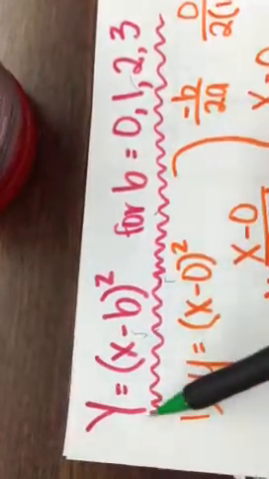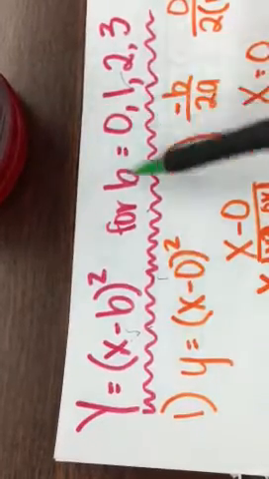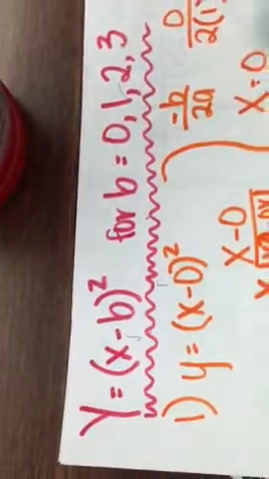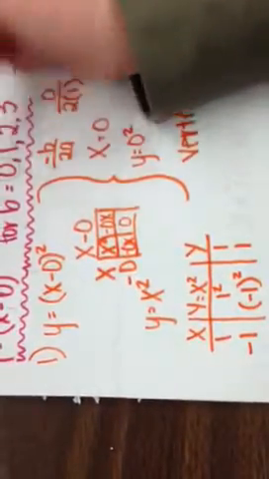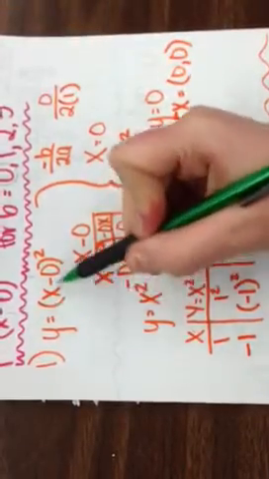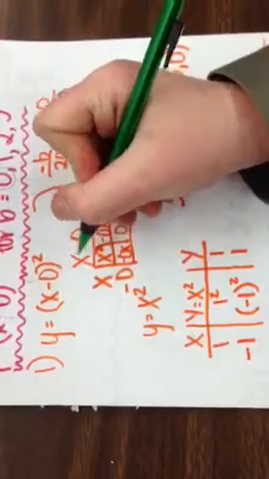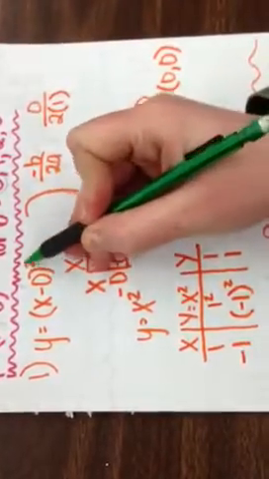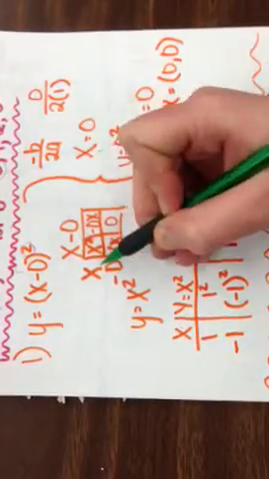Alright, so we're trying to find y equals (x minus b) squared, and we have to plug in all these values for b. For the first one, for 0, we did y equals (x minus 0) squared. What you do is the box method, and since you have this 2 here, you're doing that 2 times. So you're putting it here and you're putting it here.